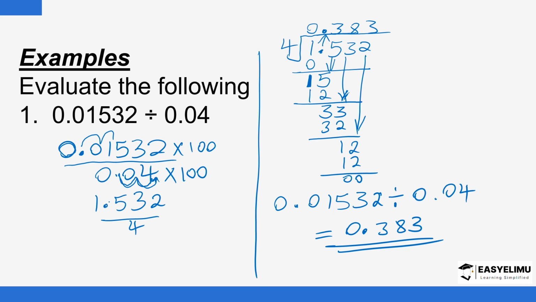So the numerator now again, we have 1 point. So it's no longer 0.01. Remember, as you multiply the divisor by 100, you also remember to multiply the dividend by 100. Multiplying the dividend by 100 will make it 1.532. So we are now dividing 1.532 by 4. And that's what we are getting as 0.383. So it means then the quotient, the answer, is supposed to be 0.383.